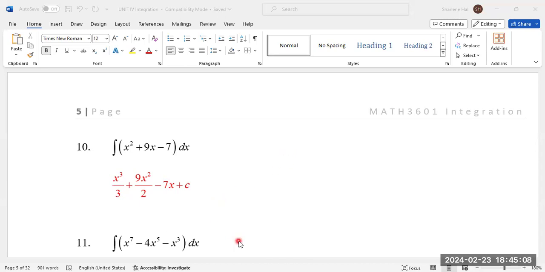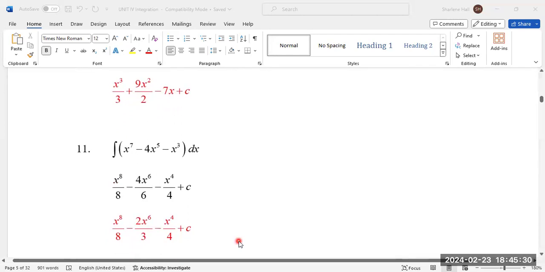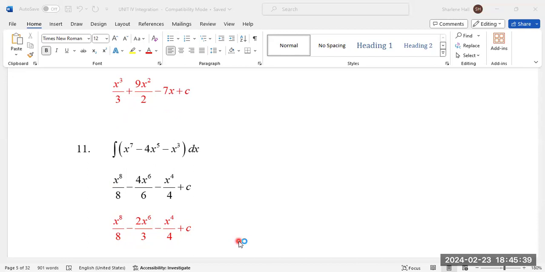What's the answer for number 11? Sir, I got x to the 8 over 8 minus 2x to the 6 over 3 minus x cubed over 3 plus c. Was that the answer, Simon? Oh, I forgot that for the x to the 4. I know, there are two things I didn't hear you say.